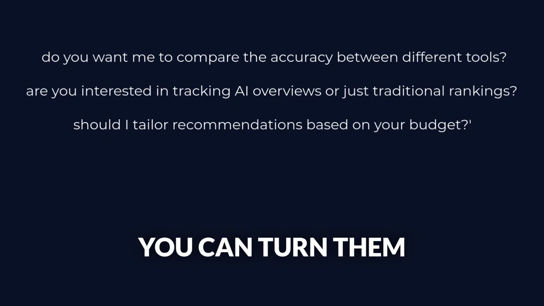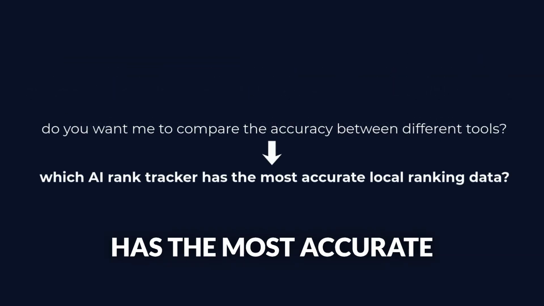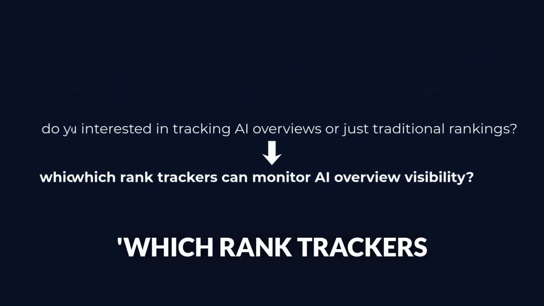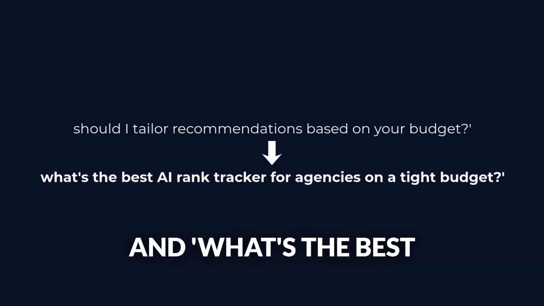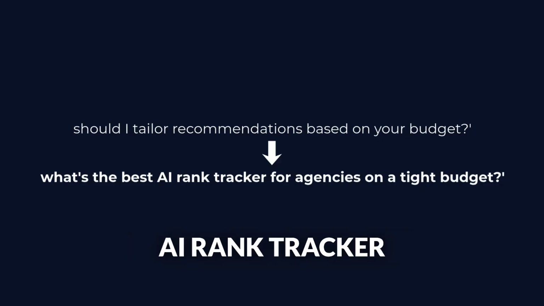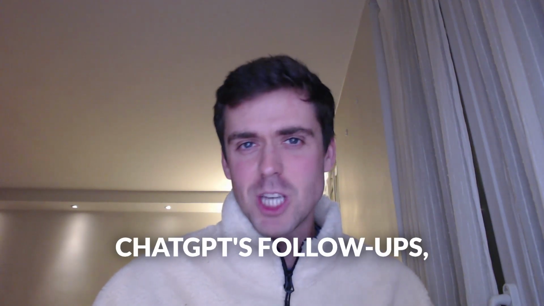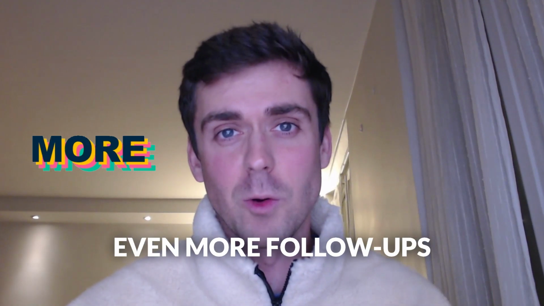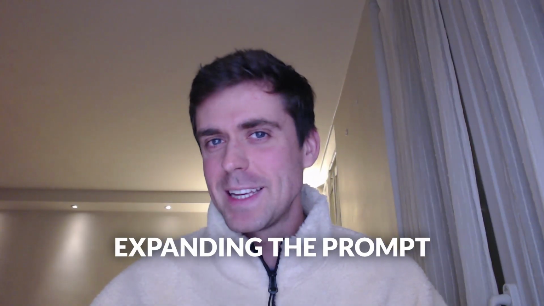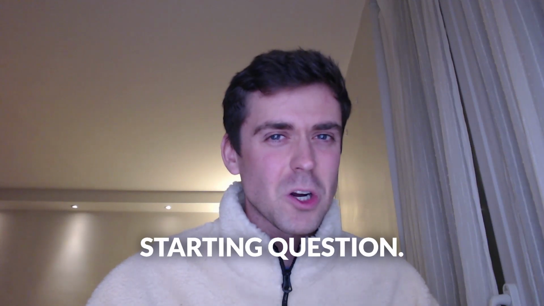You can turn them into things like, which AI rank tracker has the most accurate local ranking data, which rank trackers can monitor AI overview visibility, and what's the best AI rank tracker for agencies on a tight budget. And just like Perplexity, every time you answer one of ChatGPT's follow-ups, it provides you with even more follow-ups. So you can keep expanding the prompt list basically forever, all from a single starting question.